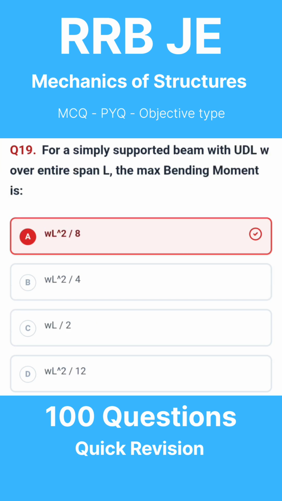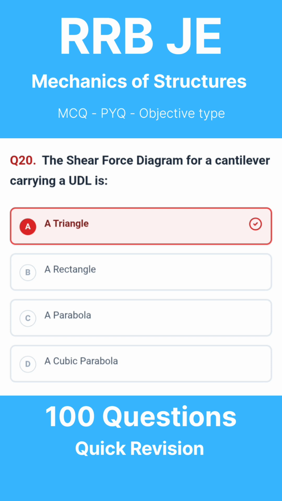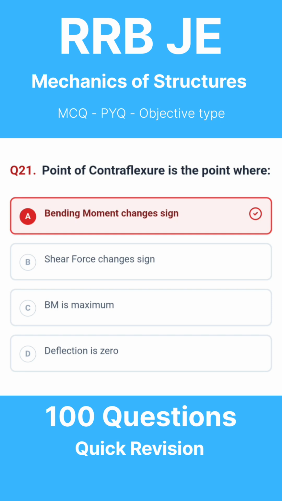Question 19. For a simply supported beam with UDL W over entire span L, the max bending moment is. The correct answer is WL squared divided by 8. Question 20. The shear force diagram for a cantilever carrying a UDL is. The correct answer is a triangle. Question 21. Point of contraflexure is the point where. The correct answer is bending moment changes sign.